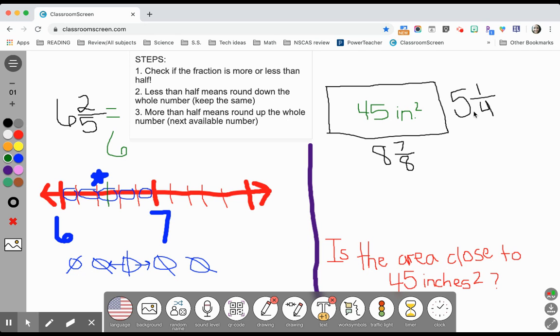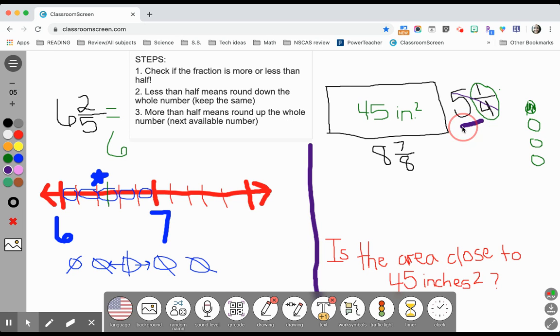Okay, so we're going to round both of our numbers. We're looking at 5 1/4 first. When you look at this 1/4, if you have 1 out of 4, you have 4 objects and you only have 1. Okay, that does not look like half to me. That looks like less. So this one's going to round down. So this is going to equal 5. Okay, so I'm going to cross this out.